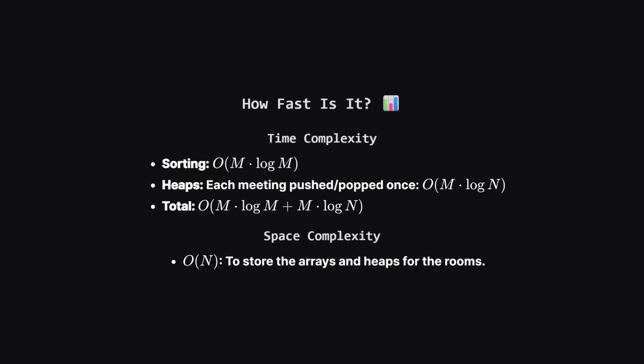So how fast are these solutions? The sorting step takes O(m log m), where m is the number of meetings. With the priority queue approach, each meeting is pushed and popped from the heap at most once, which takes O(m log n). This is much faster than the first approach for large inputs. The space complexity is simply O(n), because we only need to store information for the rooms we have.